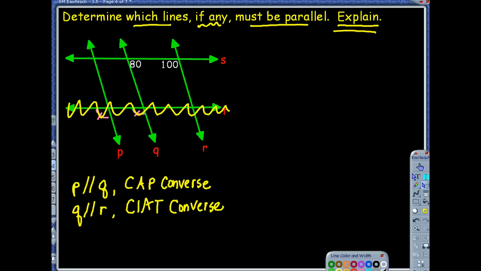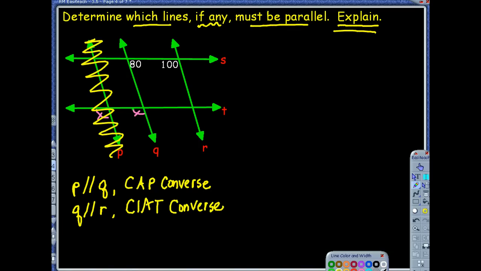So I don't know that part yet. Any other two lines? Well, like S and T. Okay, S and T, so which transversal? But here's the thing, I don't know any actual angle measures on T. So I really can't do that.